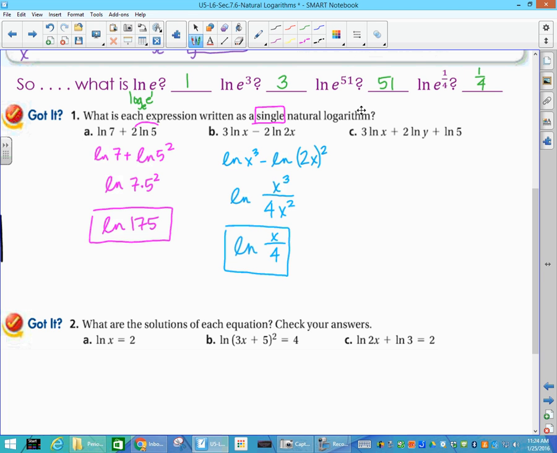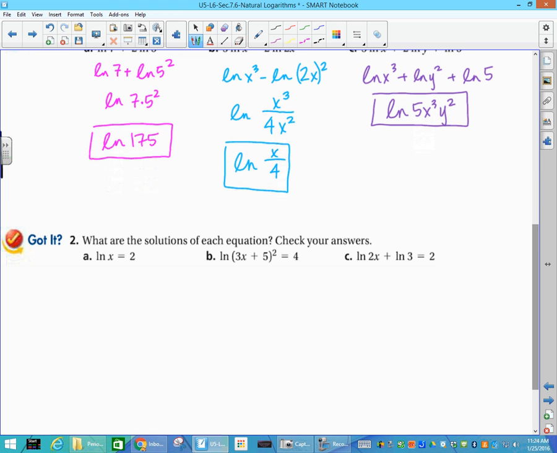Okay, last one. Again, y'all are pretty good with the exponents. So this is going to be ln of x cubed plus ln of y squared plus ln of 5. And that is addition, so we bring that together by saying ln of 5x cubed y squared. So again, that should be somewhat review because we did that last week and you had it on your previous test.